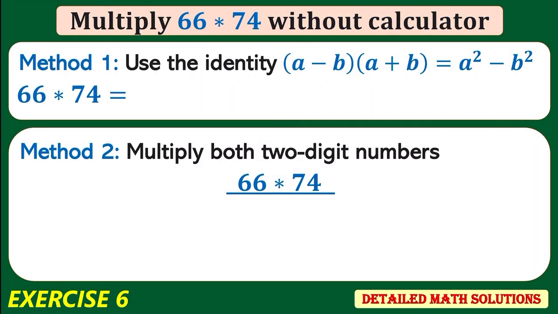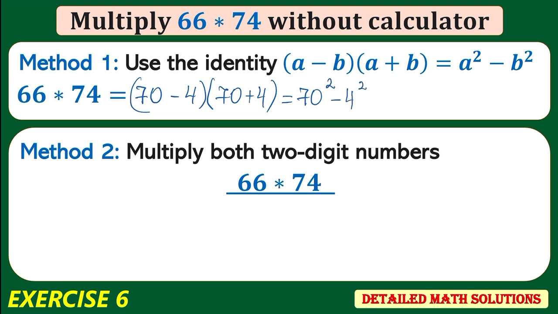Exercise 6. Multiply 66 by 74 without calculator. When I use the identity, I'm going to write 66 as a difference of two numbers, and then 74 as the sum of the same two numbers. This equals 70 minus 4 in parentheses multiplied by 70 plus 4 in parentheses. This equals 70 squared minus 4 squared. This equals 4,900 minus 16, or I get 4,884.